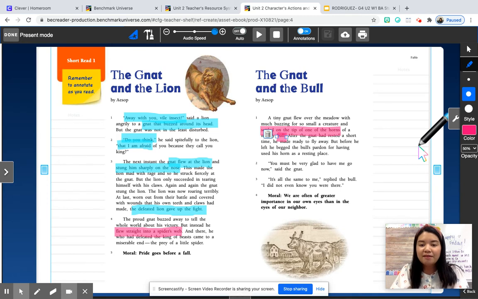But before he left, he begged the bull's pardon for having used his horn as a resting place. "You must be very glad to have me go now," said the gnat. "It's all the same to me," replied the bull. "I did not even know you were there."